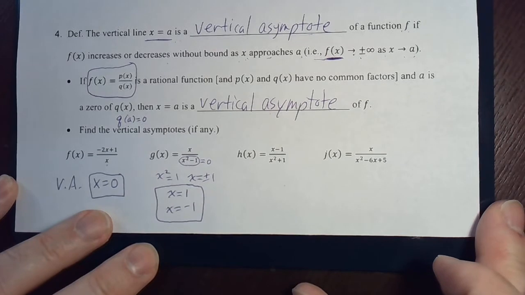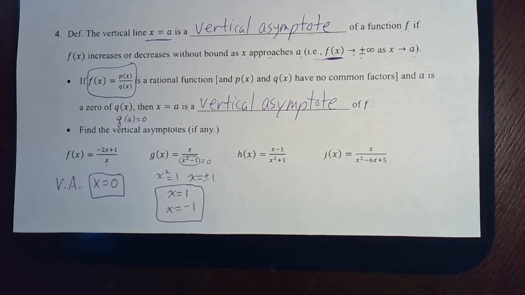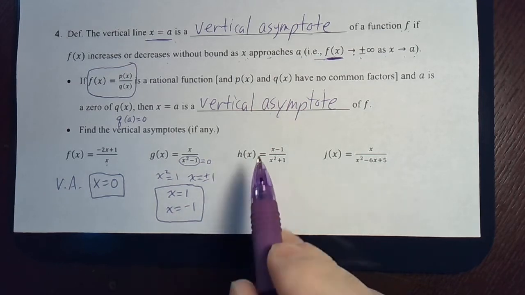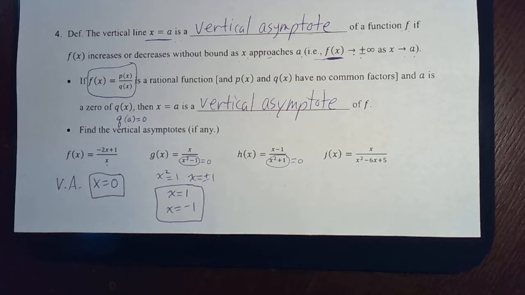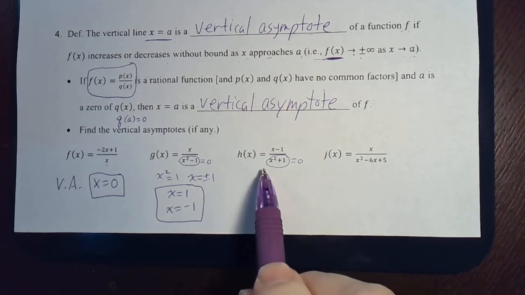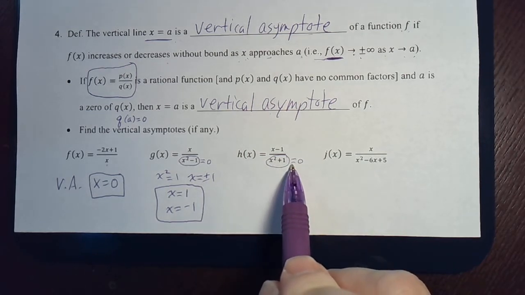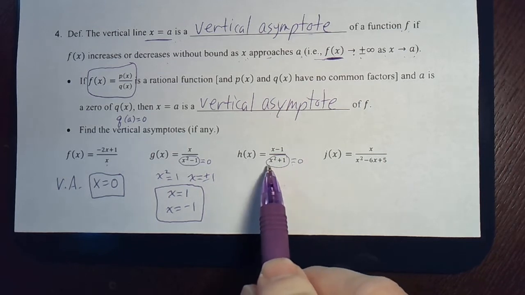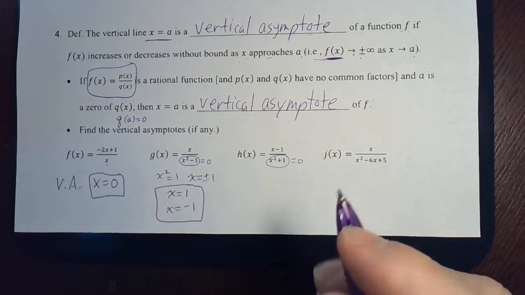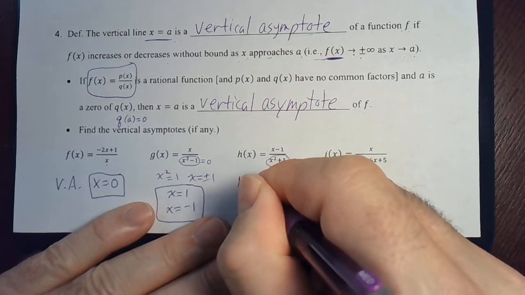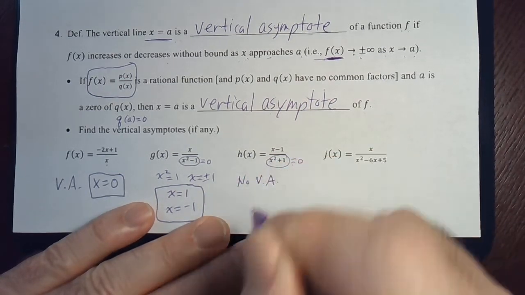All right, let's go on to the function h. Some of you probably already have the answer. When is x squared plus 1 equal to 0? Well, if you subtract 1, that means x squared is negative 1. That's never. There's no real number you can plug in to square it and get a negative 1. So I will say no vertical asymptote.